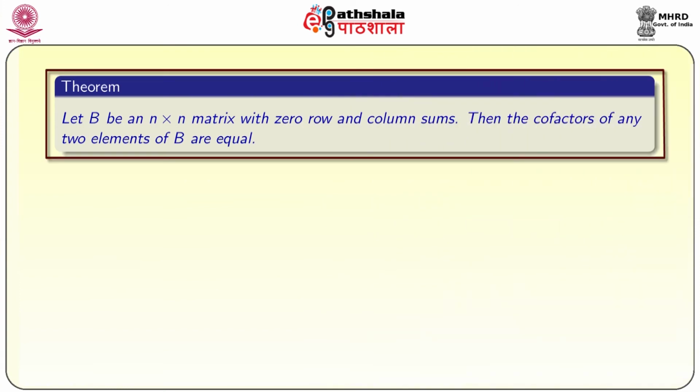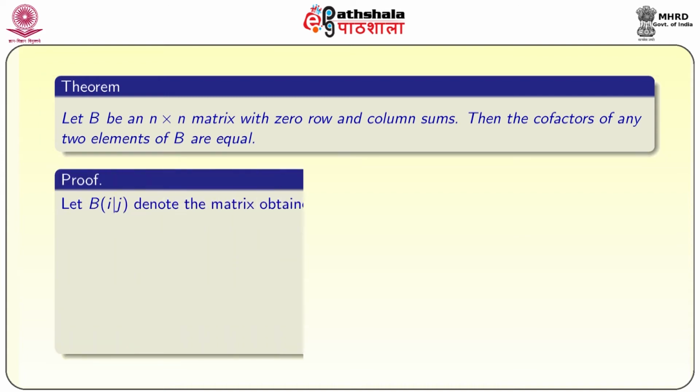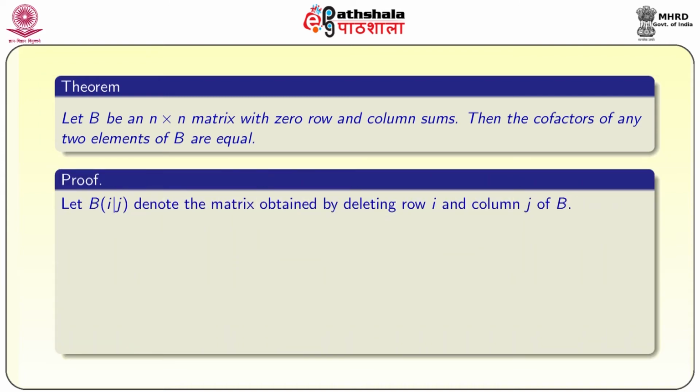Let B be an n by n matrix with zero row sums and zero column sums. Then the cofactors of any two elements of B are equal. This result we are going to use, so this is useful. Let B_{ij} denote the matrix obtained by deleting row i and column j of B.